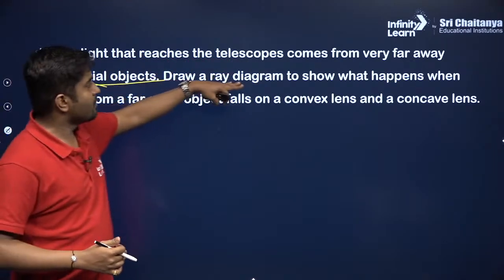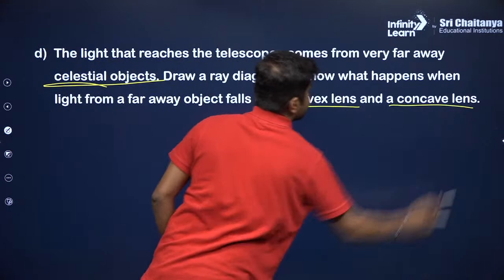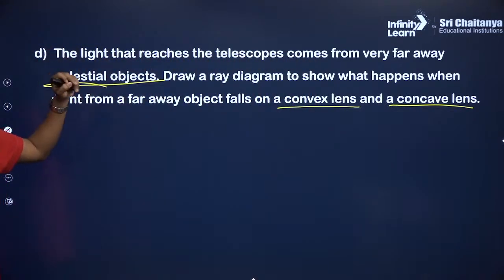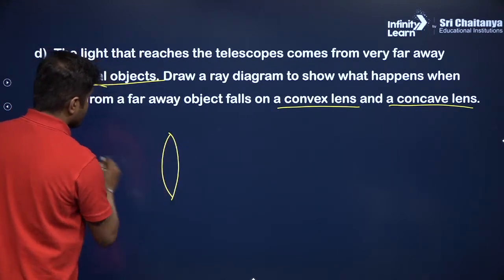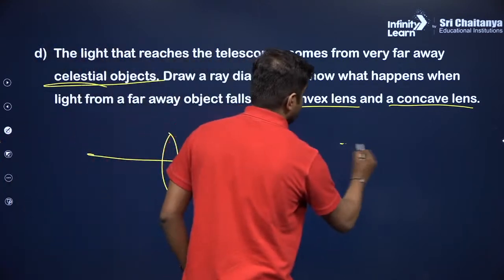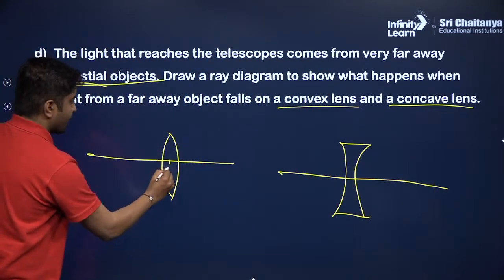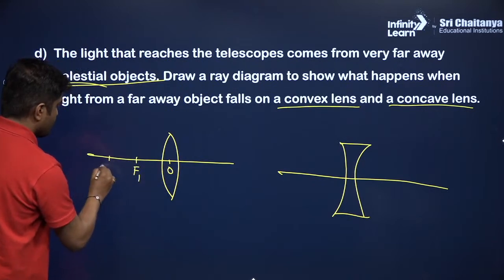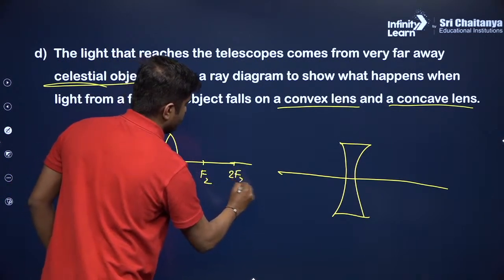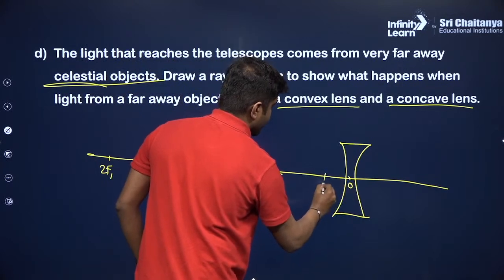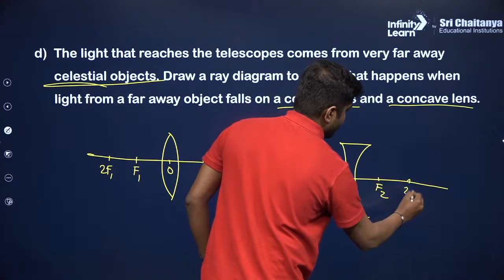So now draw the ray diagram to show what happens when the light from a faraway object falls onto the convex lens and a concave lens. So there is a straightforward question, right? You have learned that. Let's just draw it. There is a convex lens and we have here a concave lens. This is the optical center, F1 to F1. This is F2 to F2. This is here the optical center. Again F1 to F1. This is F2 and to F2.